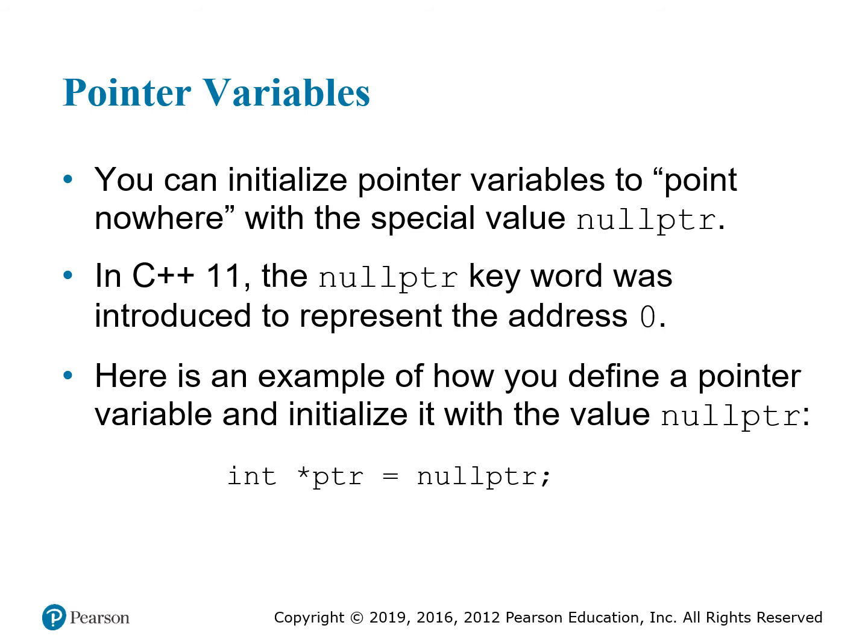Okay. You can initialize pointer variables to point nowhere with a special system keyword called nullptr. In C++11, the nullptr keyword was added to represent the address 0. There is no address 0 in your program. It starts with memory one location past that, so this is a null pointer. It is pointing at nothing.